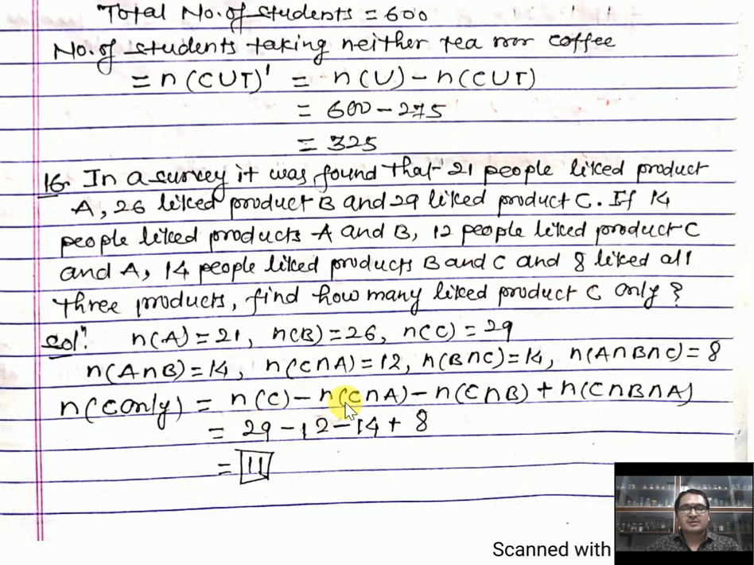The number of people who liked product C only will be equal to n(C) minus n(C intersection A) minus n(C intersection B) plus n(C intersection B intersection A). Apply the formula and you will get the answer. So the answer will be 11.